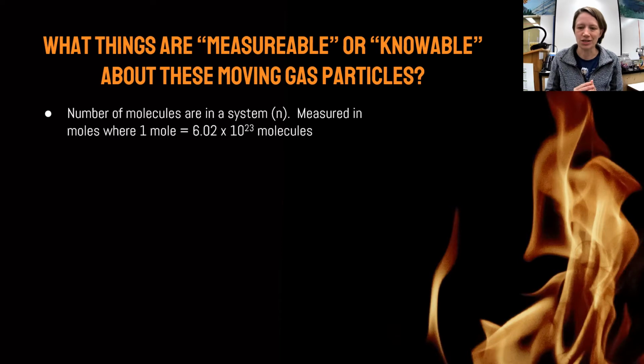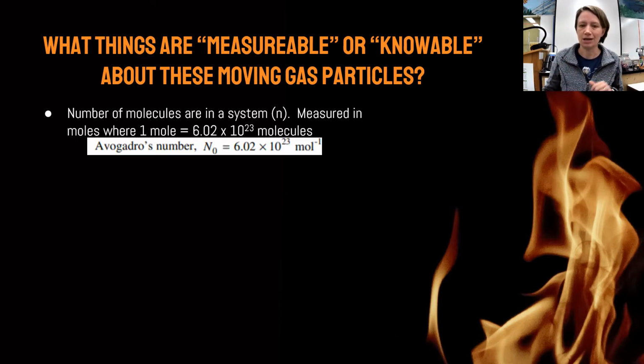The one little catch is that there's a lot, right? There's a lot of gas in a sample of gas, and so we don't measure it in molecules typically. We usually are given the number of moles of a molecule, and moles are essentially like a dozen. It's a system of categorizing particles into a bundle that's a lot easier to keep track of than individual particles. So 1 mole of a gas is the same as 6.02 times 10 to the 23rd molecules. That's known as Avogadro's number.